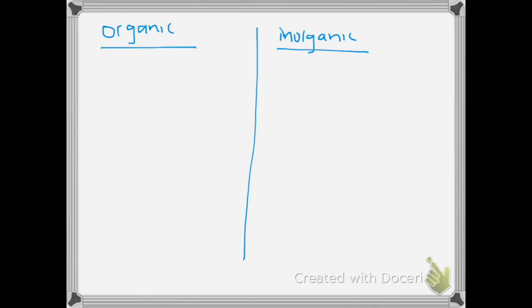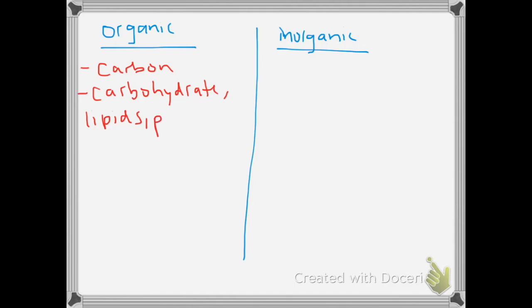So when you think of organic, what's the first thing that comes to your head? The first thing whenever you typically learn organic is that it contains carbon. So the organic molecules we're going to be focusing on are carbohydrates, lipids, proteins, and nucleic acids. These are all going to contain carbon somewhere in them.